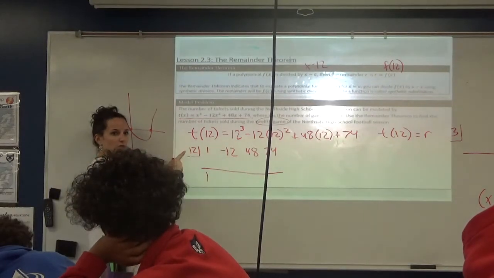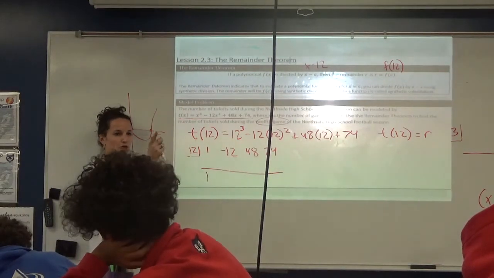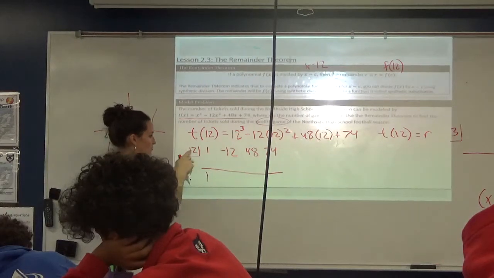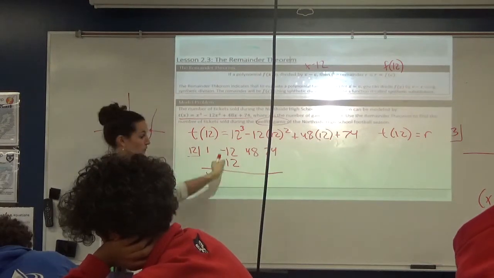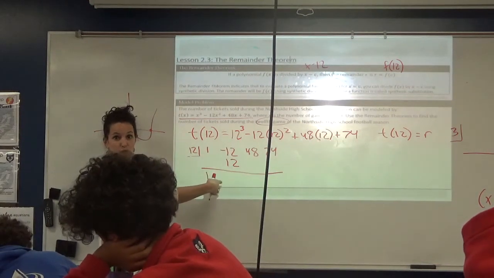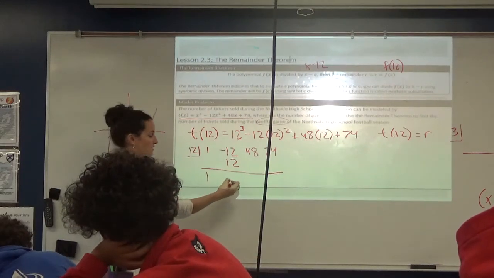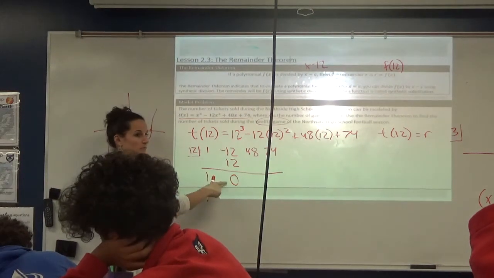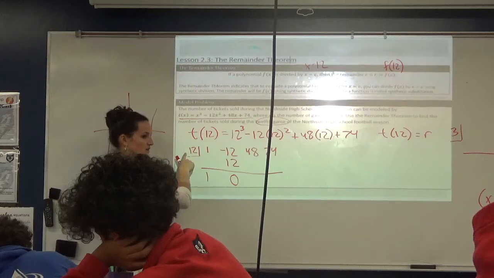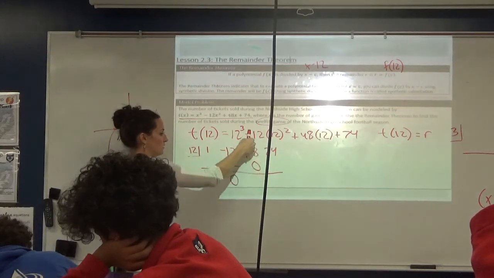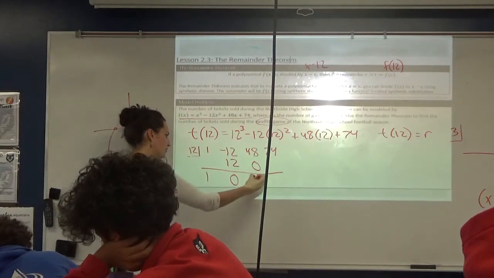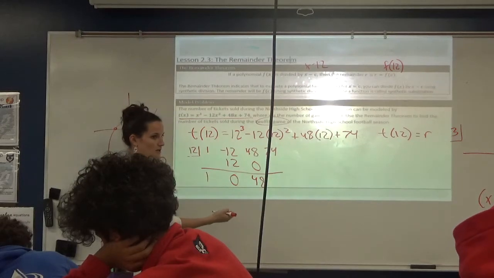1 and 12, we're going to do what? Multiply. Okay, so we're going to multiply these. 1 times 12 is 12. And then we're going to add the rows. So negative 12 plus 12 is 0. Multiply 0 times 12 is 0. Add 48 plus 0 is 48.